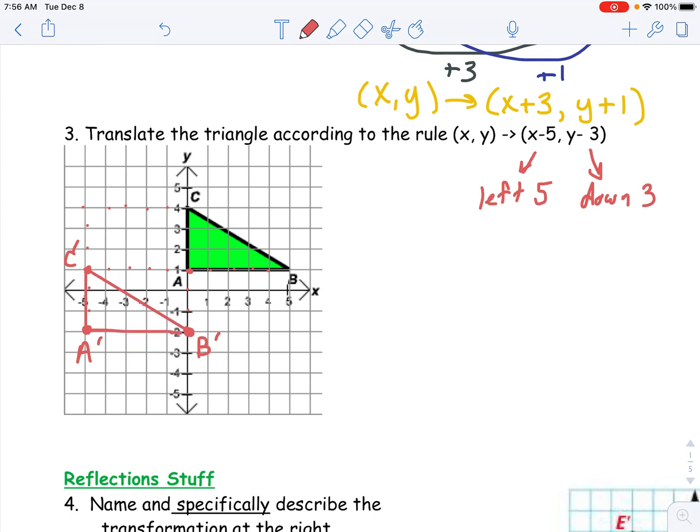All right, bada bing, bada boom, very beautiful. Such a beautiful triangle right there. That's it for translation stuff.